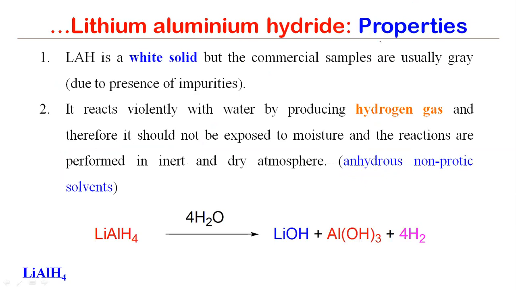Of course, the first one is that it is a white solid in appearance. It looks like a white solid, but generally whenever someone is dealing with LAH, they realize that the compound is not white at all. It is somewhat gray in color, and that grayness is because of the presence of some impurities in this reagent, LiAlH4. Because of those impurities, it appears gray.